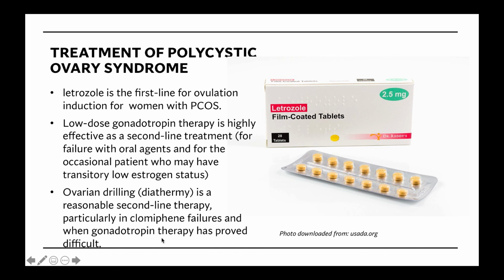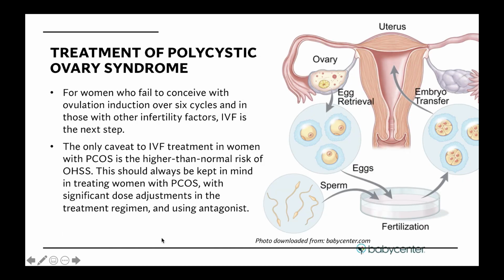Now, for women who fail to conceive with ovulation induction over 6 cycles and in those with other infertility factors, then IVF would be the next logical step. The only caveat to IVF treatment in women with PCOS is the higher than normal risk of OHSS, or what we call the ovarian hyperstimulation syndrome. And this should always be kept in mind when you treat women with PCOS with significant dose adjustments in the treatment regimen.